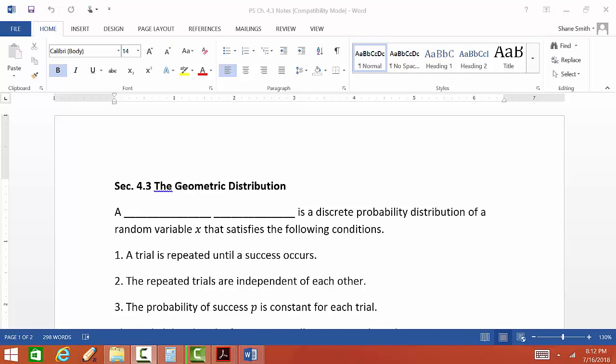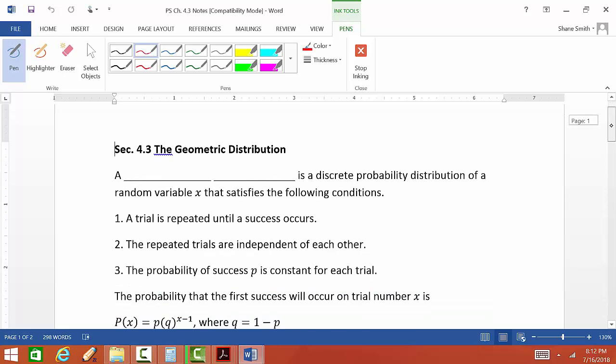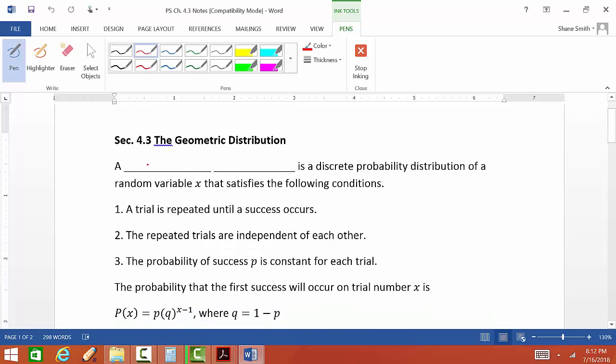All right, so this next video is about the geometric distribution, and I'm not going to go into it as deeply as I did with the binomial distribution. For one, I think the geometric distribution is actually easier. A geometric distribution or experiment is basically, instead of counting the number of successes, counting the number of trials until the first success.